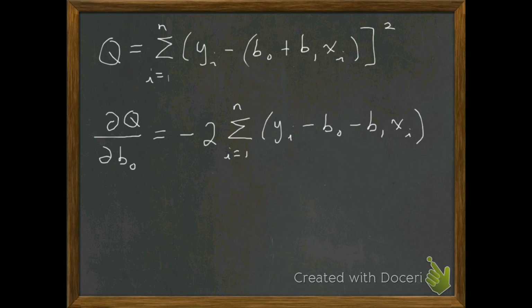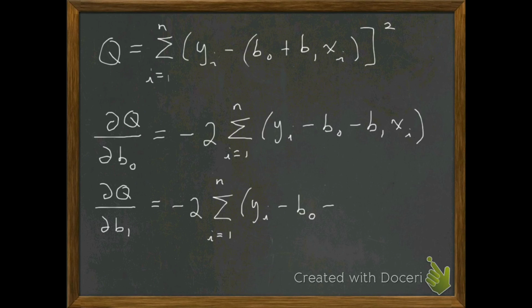And the partial of Q, I'm sorry, with respect to b1 is -2 times the sum i equal 1 to n of y sub i minus b0 minus b1 x sub i, times x sub i.